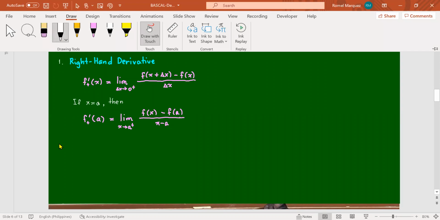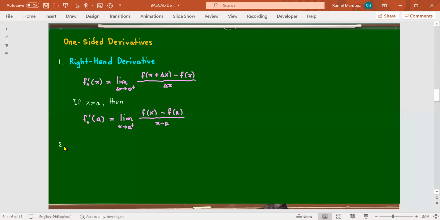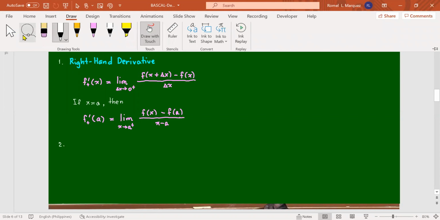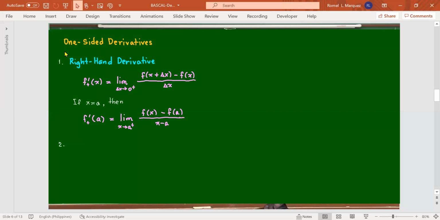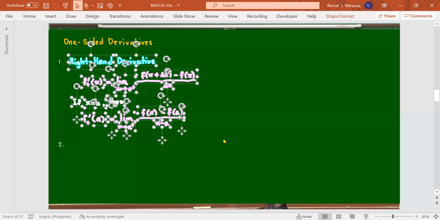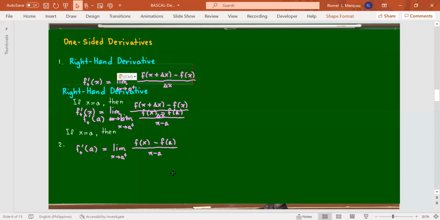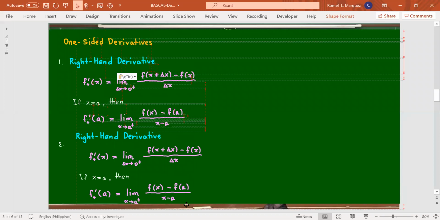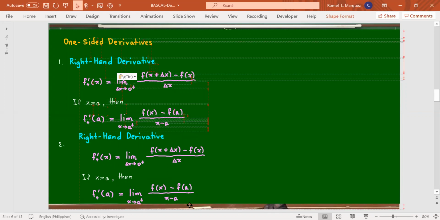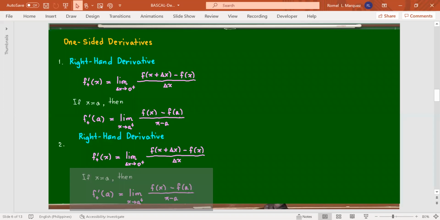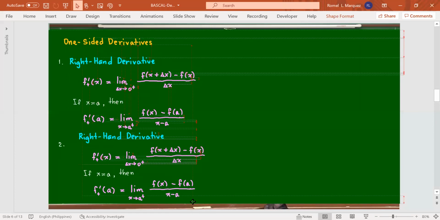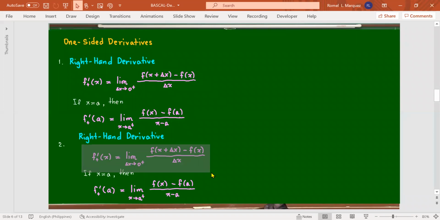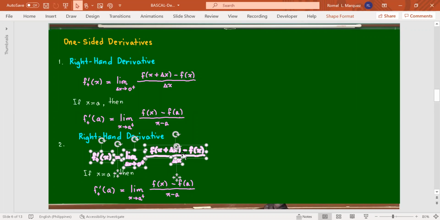And then number 2, we just copy everything except that, of course, we change the right to left, no? Okay, guys? So we now have this thing. I think we need to move this more here, and then change the right to left, no?